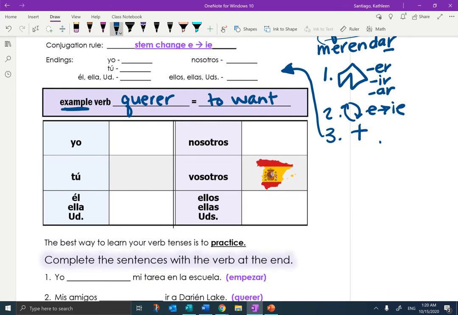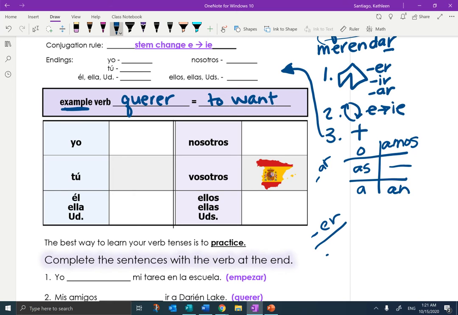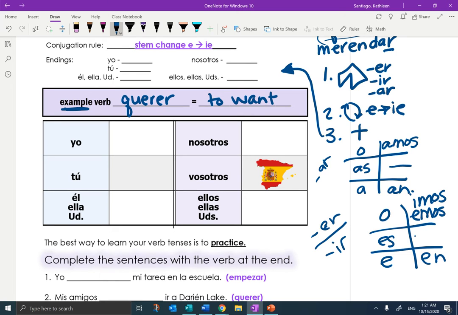So just for a quick note, I'm going to put a couple of quick charts here. Remember, for the AR verbs, the endings are O, as, a, amos, and an. For ER and IR, remember they go together, we would do O, es, e, emos, imos, and en. Why two? Because depending on whether it's an IR or an ER verb, we go back to the original vowel. Okay, I'm just going to leave that sit to the side.